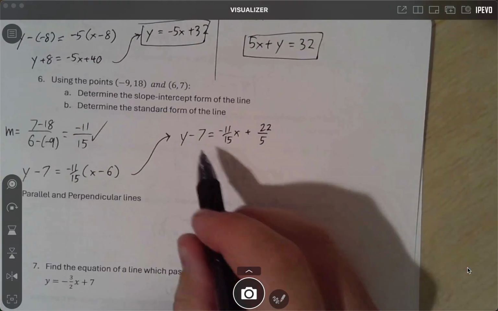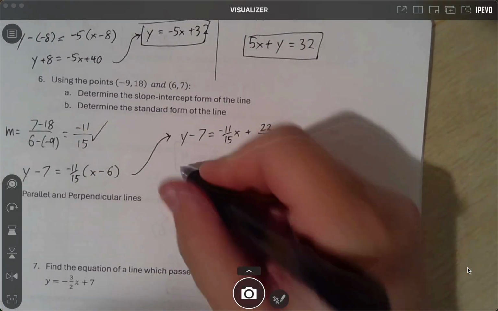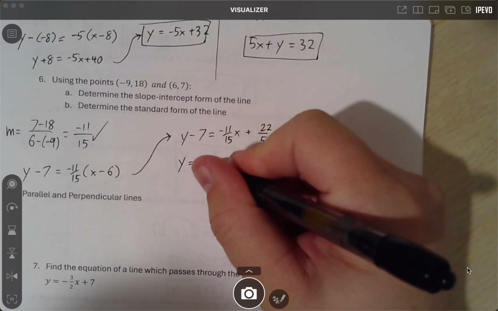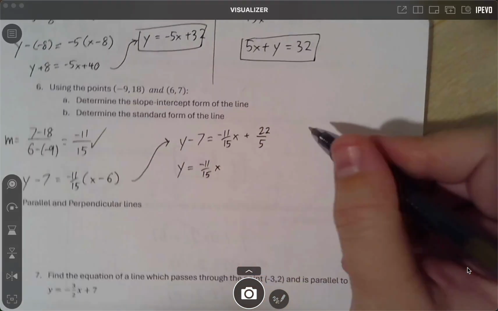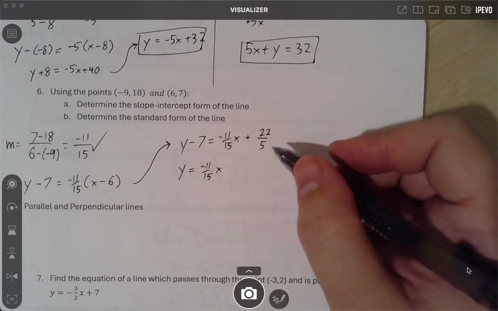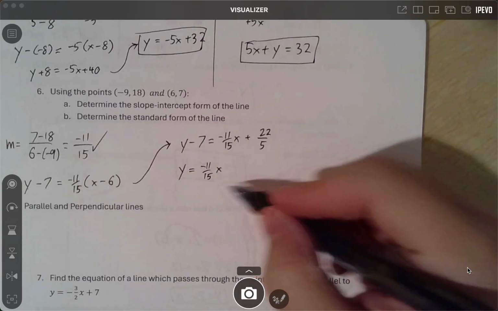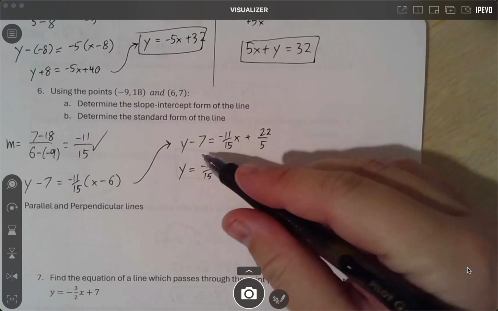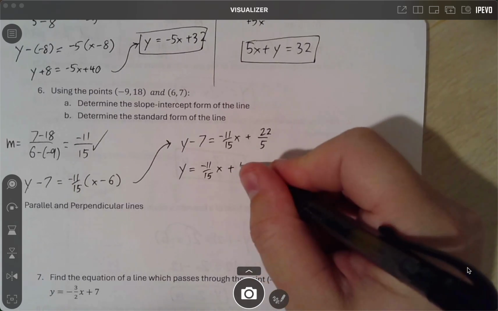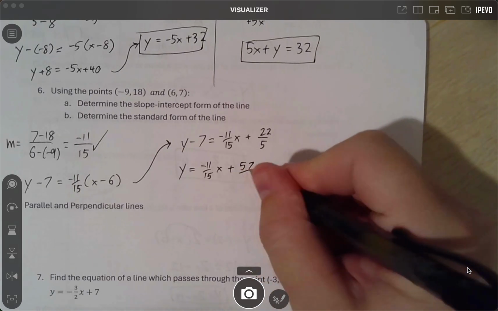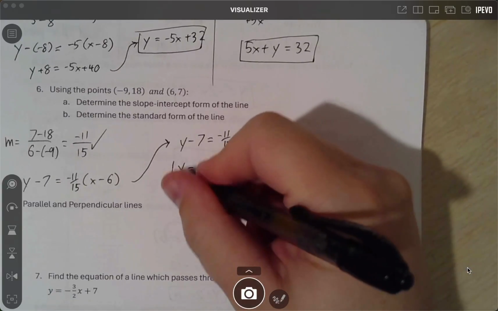Now we're still not done yet because y is not by itself. I need to add 7 to the other side. And for sake of time, and because you can use a calculator, I'm just going to tell you that 7 with a common denominator of 5 would be 35 over 5. And so 35 plus 22 is going to be 57 over 5.